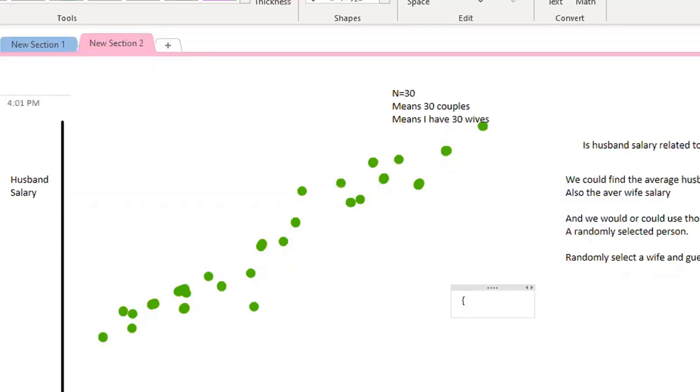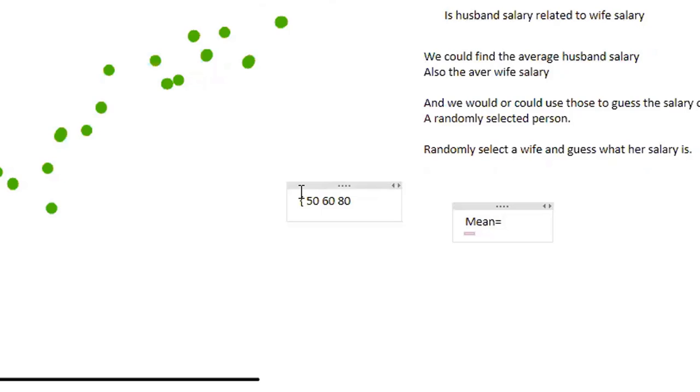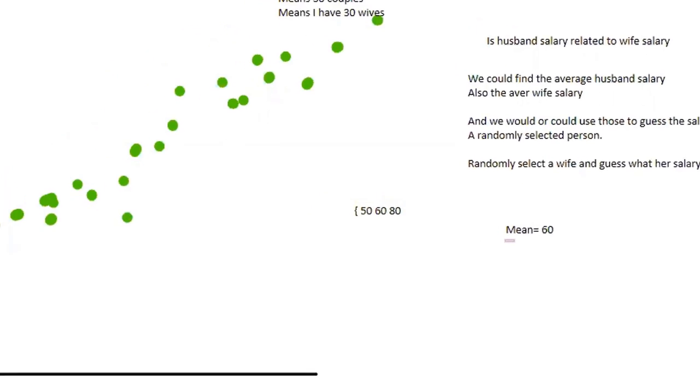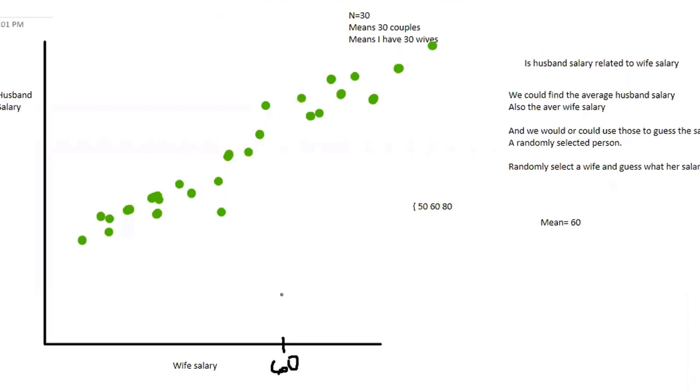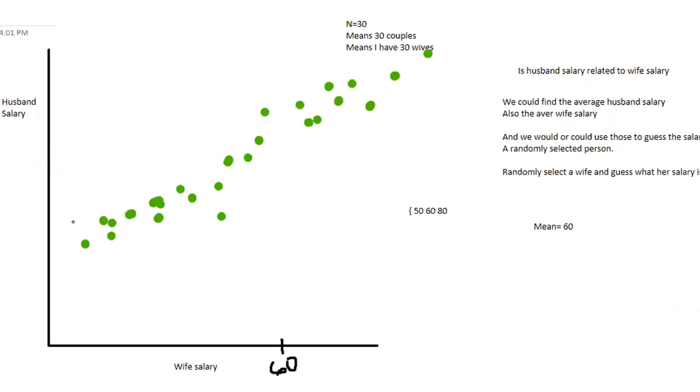For example, I could have the first one maybe $50,000, the next one is $60,000, next one is $80,000, and so on. So I could just collect all of them, and I would have 30 numbers here for the 30 salaries of the wives. And then I could easily take those numbers and calculate the mean. Suppose I calculate the mean, and let's just make up a number, the mean is $60,000. And let's say that right here is the $60,000 mark. So a lot of the wives' salaries are less than 60,000, and a lot of the salaries are more than 60,000.